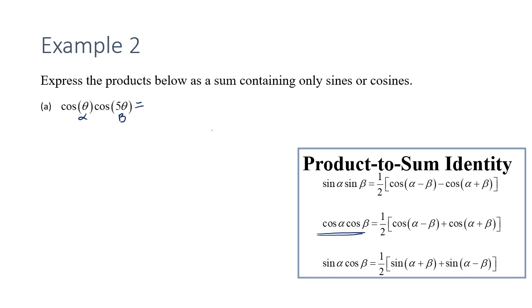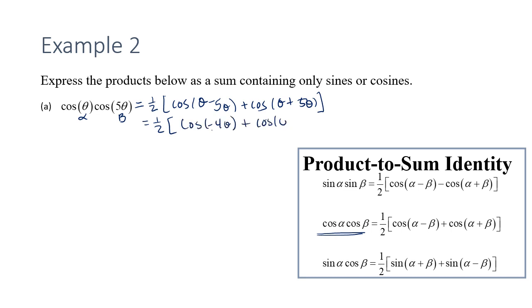So this can be expressed as 1/2 times the cosine of theta minus 5 theta plus the cosine of theta plus 5 theta, which is 1/2 times the cosine of negative 4 theta plus the cosine of 6 theta. And again, that negative we can just get rid of because cosine is an even function, and we are left with this.